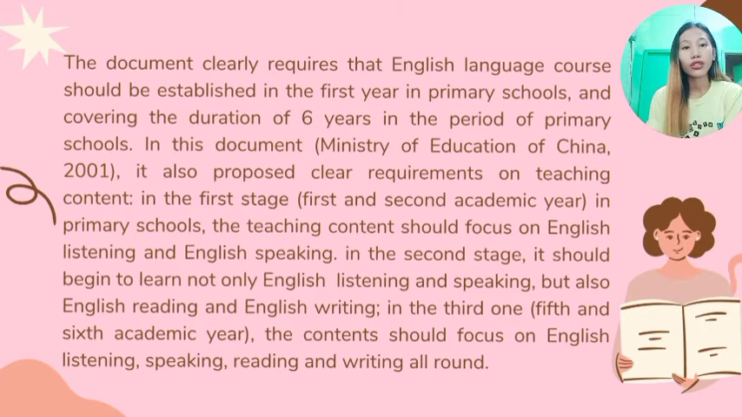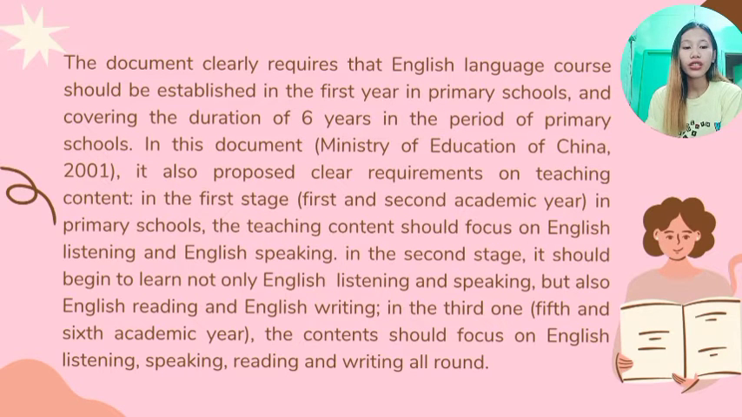This document clearly requires that English language courses should be established from the first year in primary schools, covering the duration of 6 years of primary school. In this document, according to the Ministry of Education in China 2001, it also proposed clear requirements on teaching content.